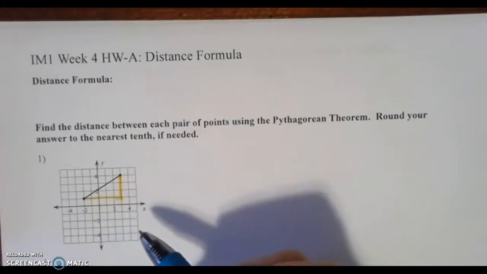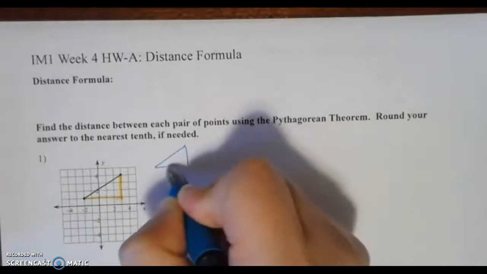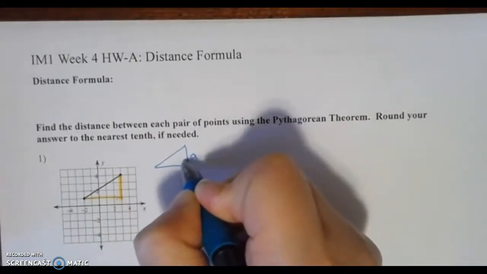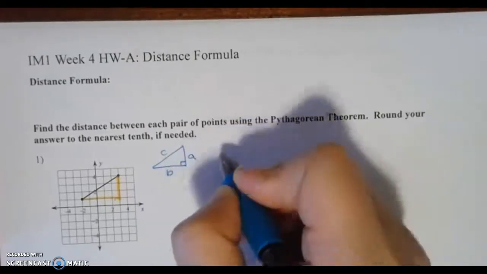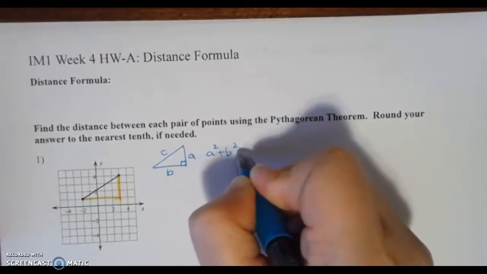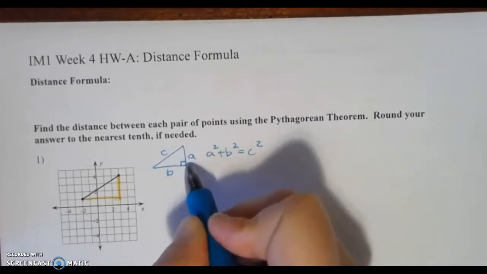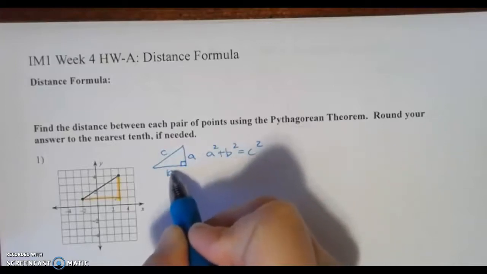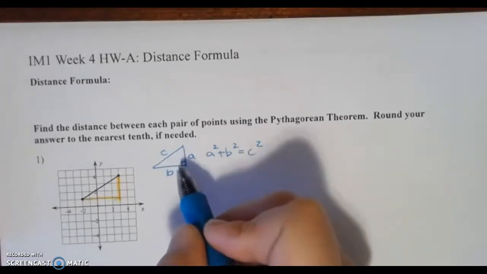So remember, when you're given a right angle triangle, with sides A, B, and C, Pythagorean theorem says a squared plus b squared is c squared. That means if I square the length of the height of the triangle and add that to the square of the base of the triangle, that answer is going to be the square of the hypotenuse. So we're going to use that.